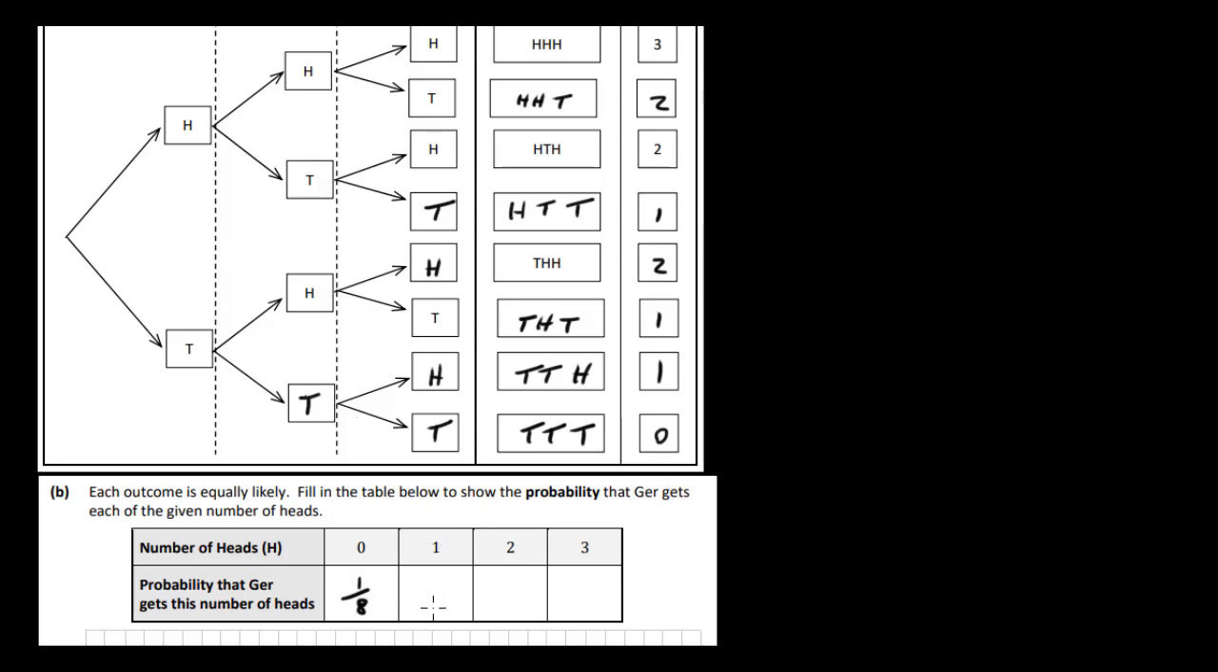Here, how many times can he get 1 head? Well, I can go 1, 2, 3. So here it's going to be 3 out of 8. How many 2s are there? Well, there's 1, 2, 3. Again, 3 out of 8. And how many 3s are there? Well, there is just 1. I think 3 heads. Yeah, 1 out of 8 here. And that's it for part B.